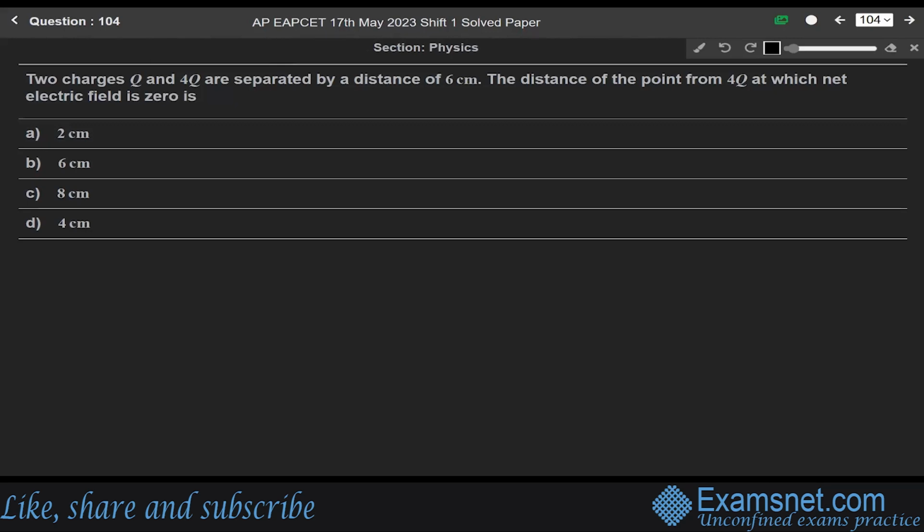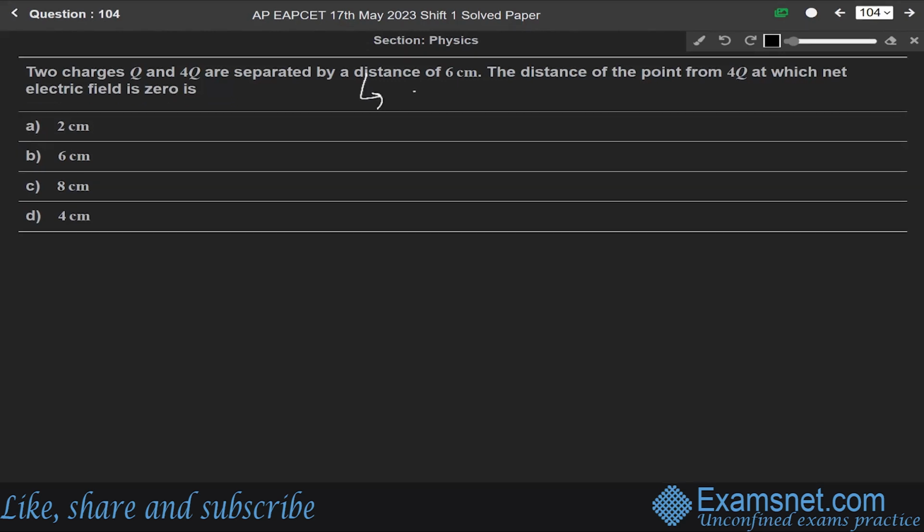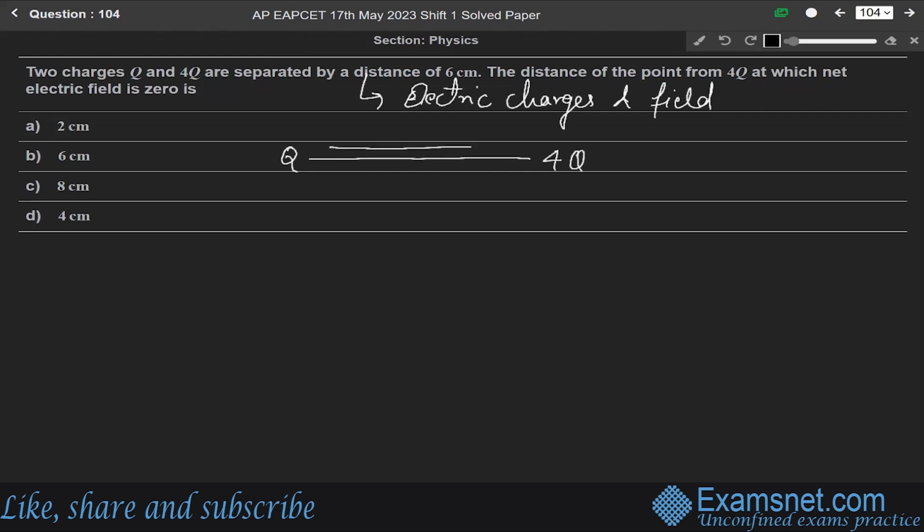So next, question 104. Two charges Q and 4Q are separated by a distance of 6 centimeter. The distance of the point from 4Q at which the net electric field is 0 is. So this question is from the chapter of electric charges and field. According to the question, we are given two charges. Let us say this is Q and this is 4Q. These two charges are separated by a distance of 6 centimeter.